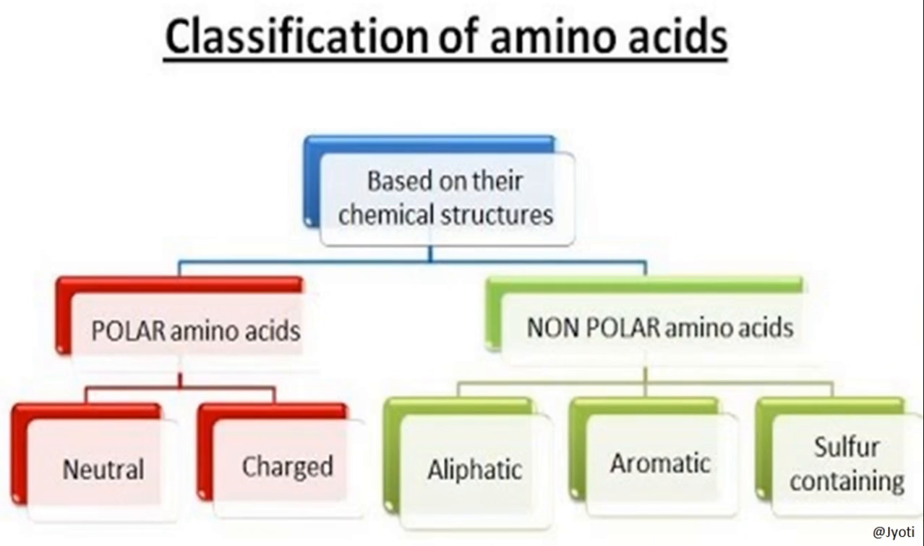So now, some other classification of amino acids. Based on the chemical structure, the amino acids are polar amino acids and non-polar amino acids. I will show you what is polar amino acid and what is non-polar amino acid. The polar amino acid may be neutral or charged. Non-polar amino acid may be aliphatic, aromatic or sulfur containing. You know that aliphatic means open chain, the R will have an open chain, and aromatic will have an aromatic ring in place of R. Then sulfur containing means that in the side chain, that is R, the sulfur will be there.